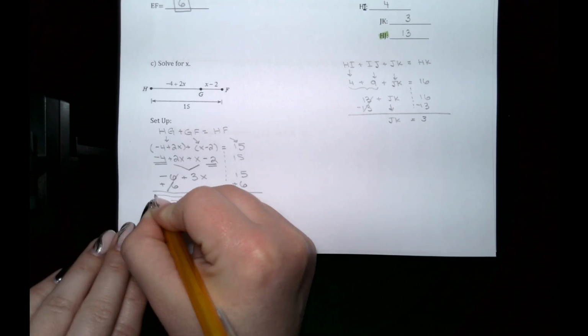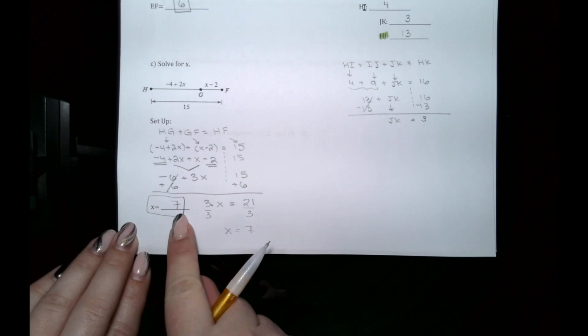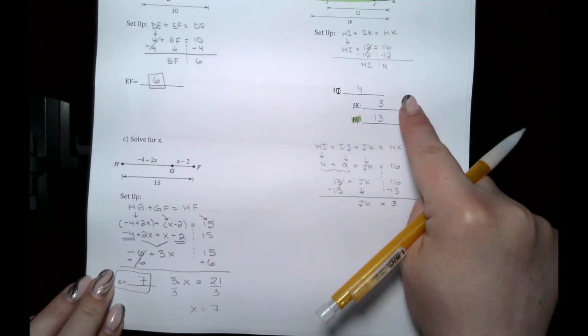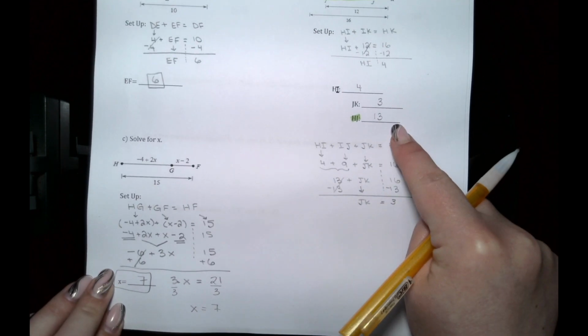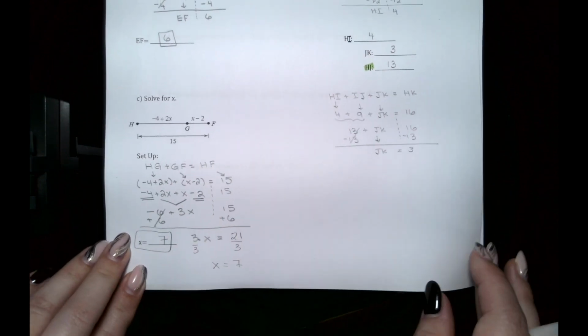Now reminder, your measurements cannot be negative, but x can be negative. So if you get a negative here, that's okay. But if you get a negative here, that's incorrect. Again, measurements cannot be negative, x's can be negative. Okay, moving on.